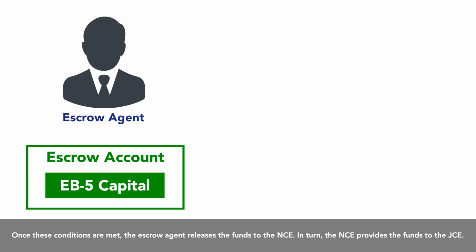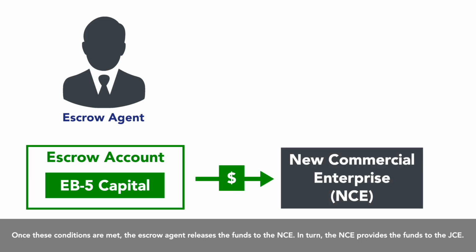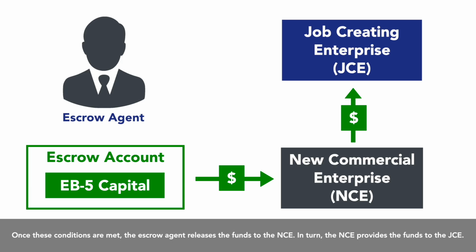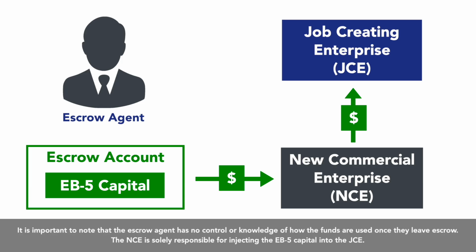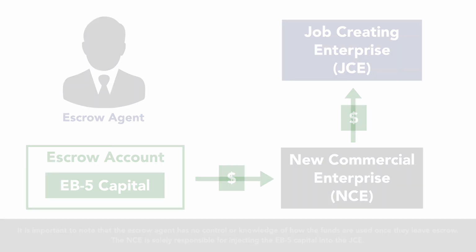Once these conditions are met, the escrow agent releases the funds to the NCE. In turn, the NCE provides the funds to the JCE. It is important to note that the escrow agent has no control or knowledge of how the funds are used once they leave escrow. The NCE is solely responsible for injecting the EB-5 capital into the JCE.